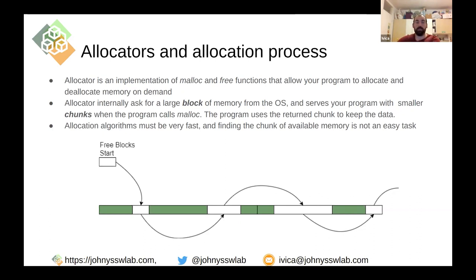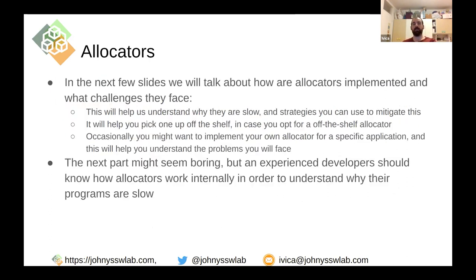Okay. Any questions up to this point? Okay. In the next few slides, we'll talk about how the allocators are implemented and what challenges they face, because this will help us understand why allocation is slow and what strategies we can use to mitigate this. We will also talk about off-the-shelf allocators, so allocators that you can download from the internet, compile and use in your application. In some cases, this is a road you might take. Occasionally, you might want to implement your own allocator for a specific application. And we'll talk about that too. The next part might seem a bit boring, but experienced developers should know how allocators work internally, because this will allow them to understand why their programs are slow.